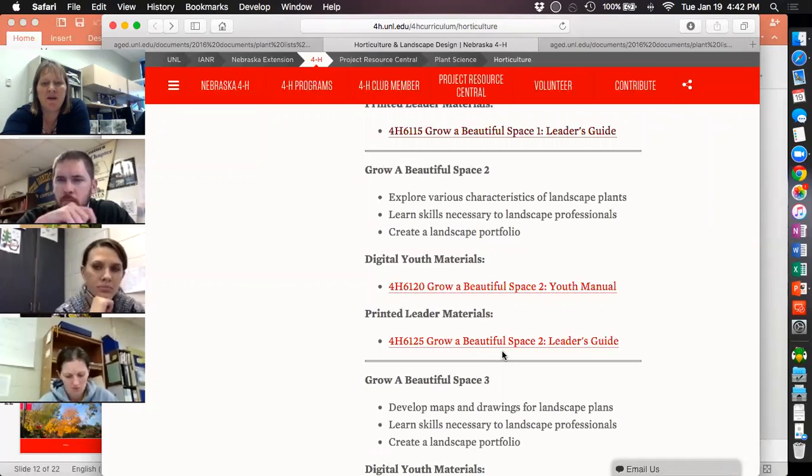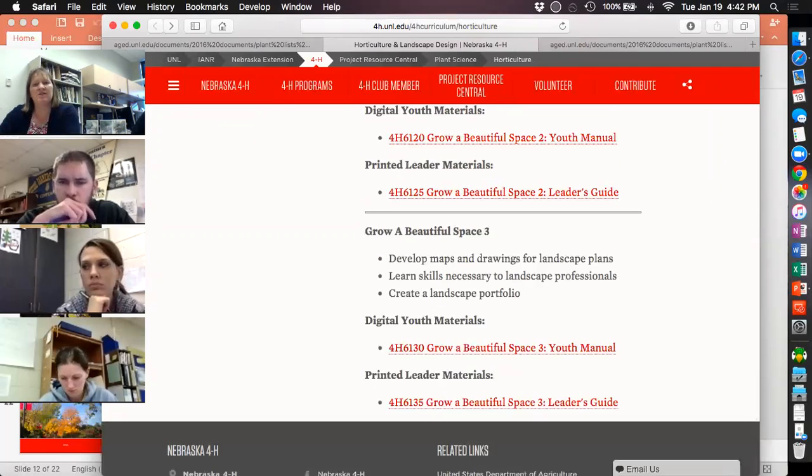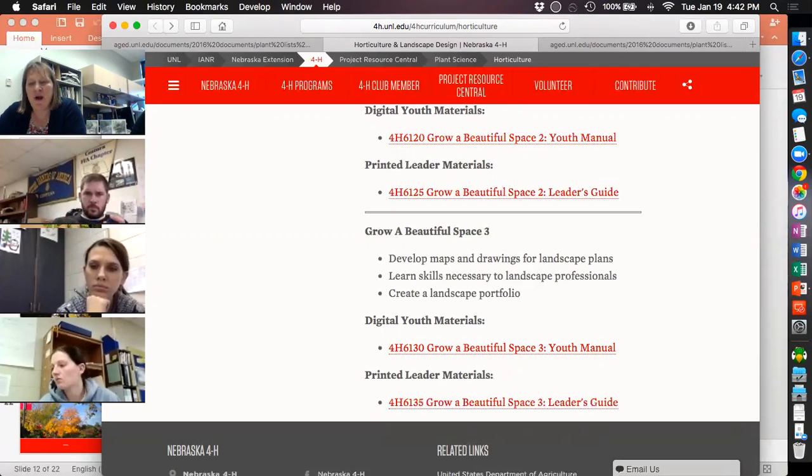And then the third manual is really the design process. That's where they're starting to actually draw, using the scales and using triangles, and going through the steps of doing the client interview, doing the site inventory, site analysis, coming up with different concepts, doing the preliminary drawing, and then sending that final drawing to their client.